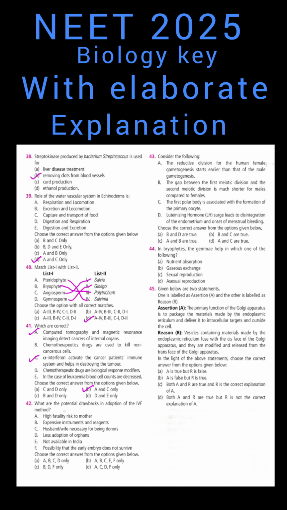Next, what are the potential drawbacks in adoption of the IVF method? Here we can say that the potential drawback of this IVF method is the C option, because IVF can pose health risk to the mother. Though high fatality is rare, IVF requires highly precise handling by specialized professionals and expensive instrumentation also. Therefore these facilities are presently available in very few centers.